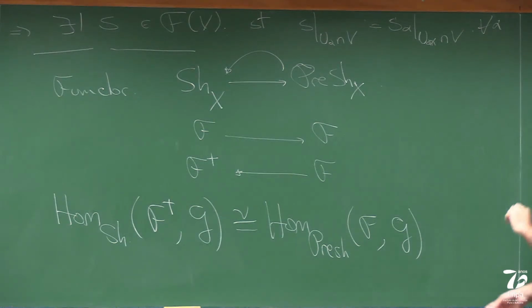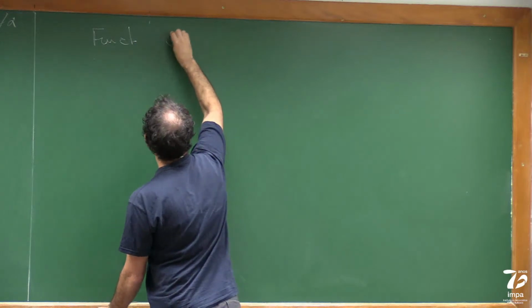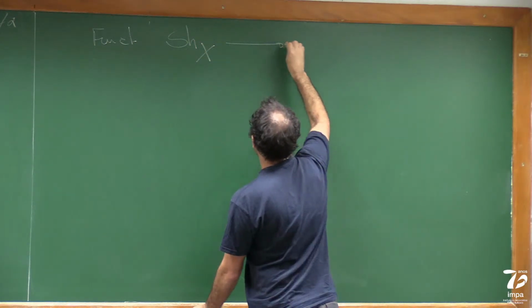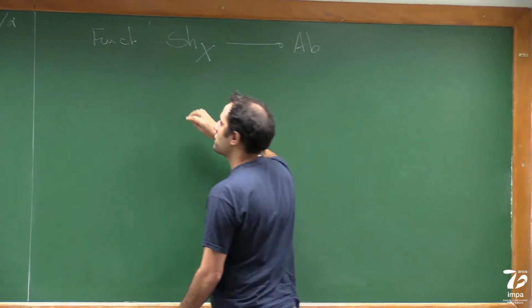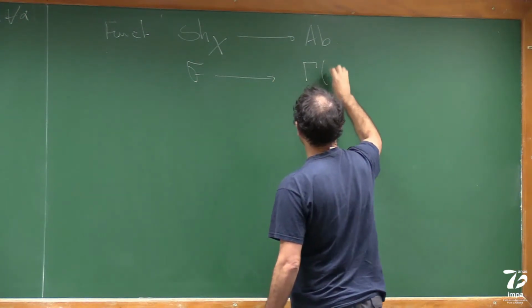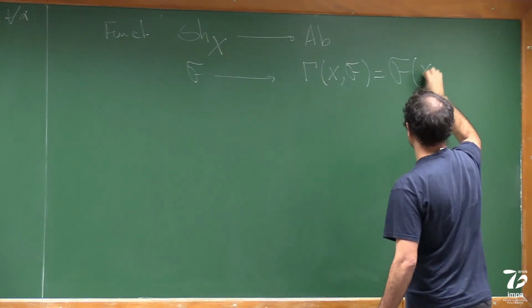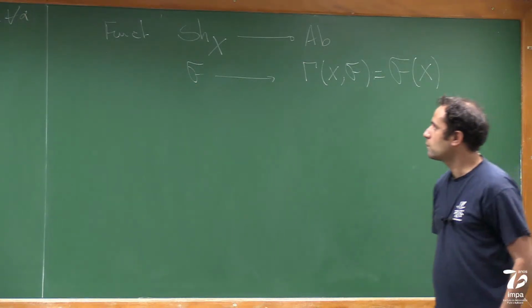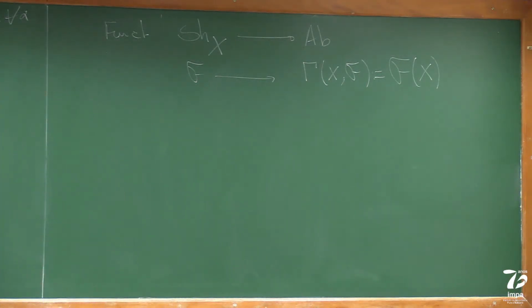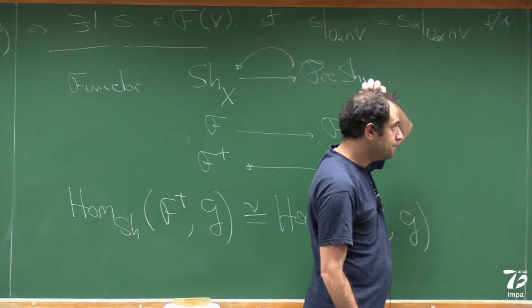But what do I want to do? We have a functor from the category of sheaves on X to the category of abelian groups, which takes a sheaf F and gives you the global sections. And I want to understand the corresponding functor in the derived categories of these. So I want to understand the derived functors for this functor.